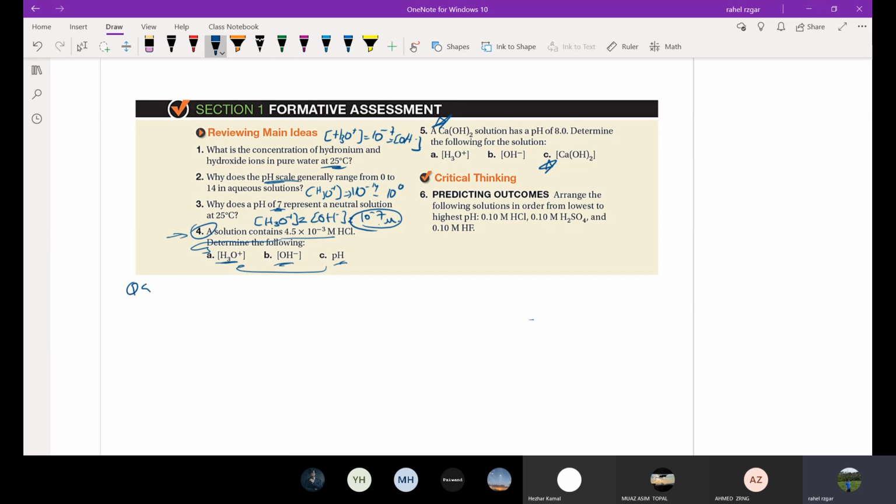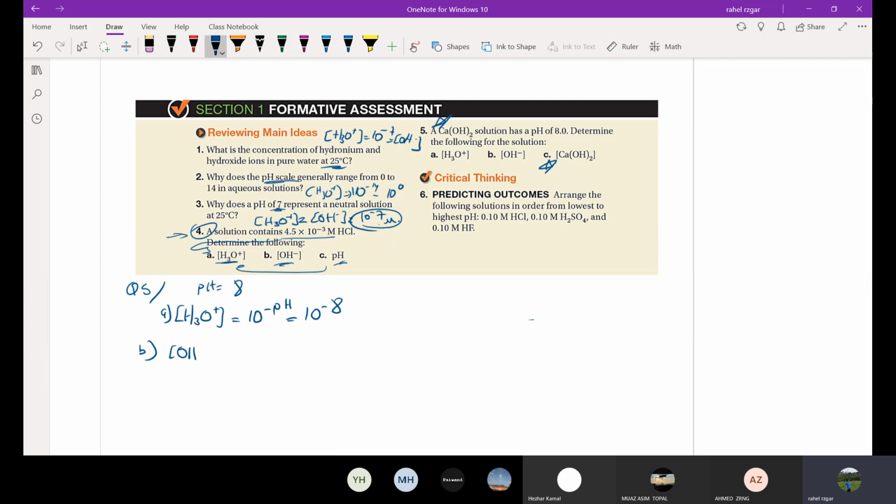So question 5 A. pH is given. pH is 8. A says find concentration of H3O. So A is concentration of H3O equals 10 to the power minus pH. So it's 10 to the power minus 8.